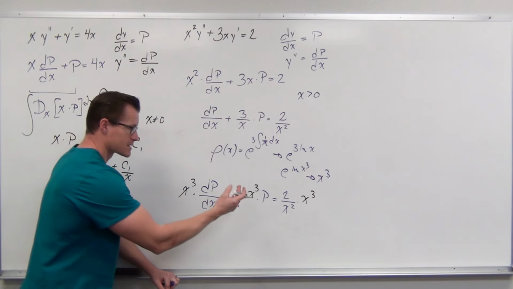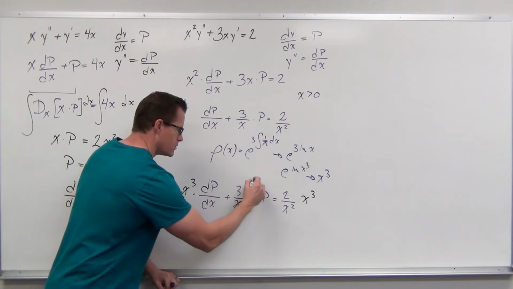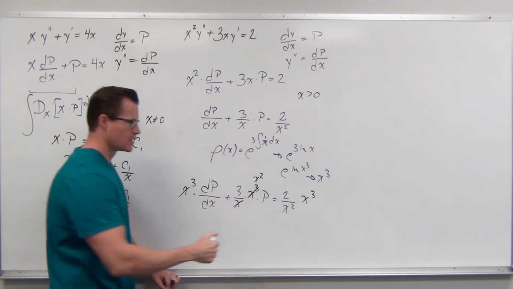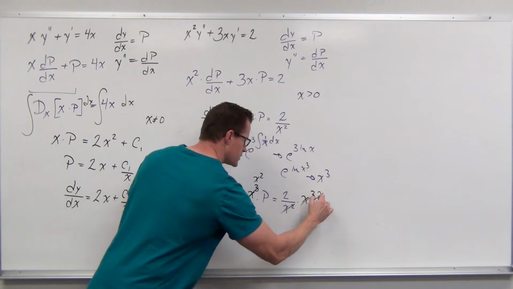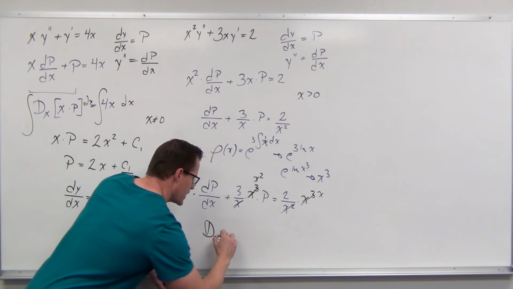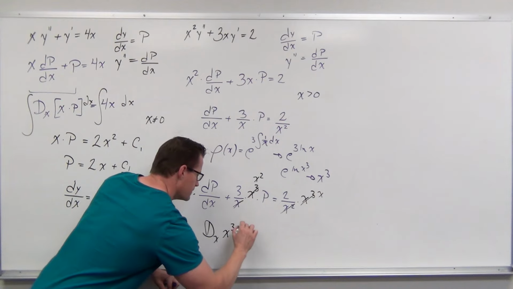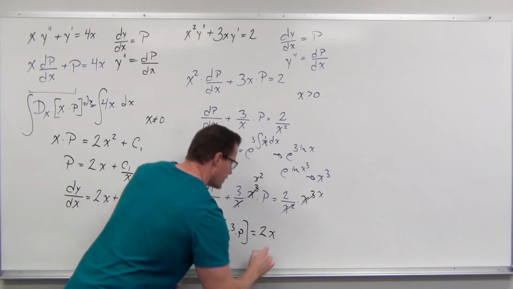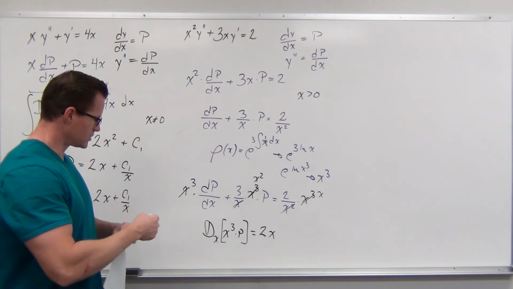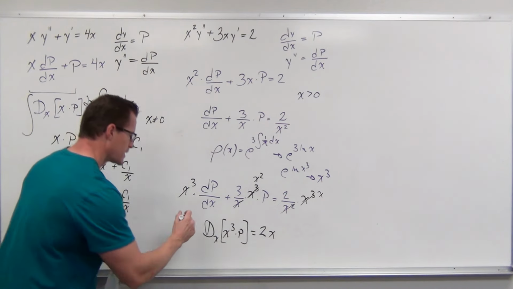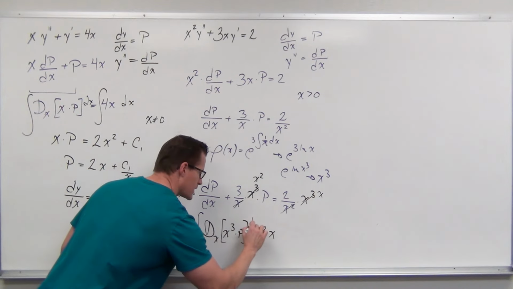On the left-hand side, this simplifies to 3x squared. Hey, look, derivative is this. Perfect. This simplifies to just 2x. So we have the result of a product rule where our product would be x cubed times p. On the right-hand side, we've just got 2x. That's really nice because we can just do a straight-up integral on the right-hand side. Looks really easy. On the left-hand side, same thing as long as we're with respect to x.